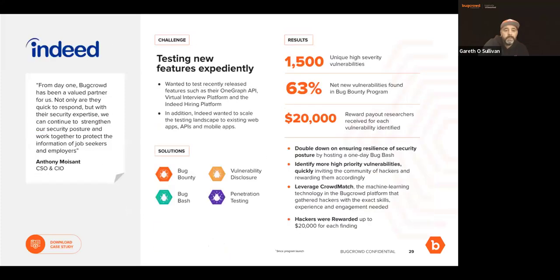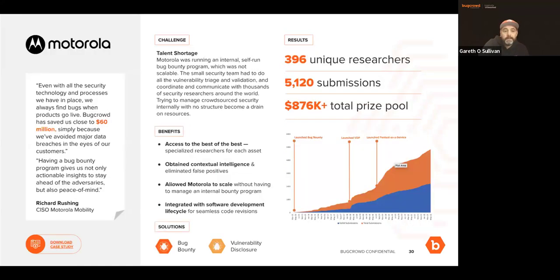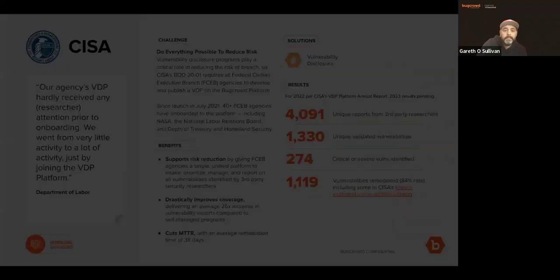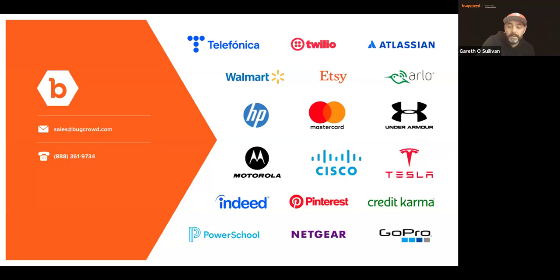Like I said, we work with a range of different organizations. Indeed is a good example of one of our bigger customers. We do a lot of bug bash events with them. Motorola is another long-term customer who's benefited from working with us. And you can see their journey from early launch of bug bounty programs, to the pen testing as a service that we do with them now, and VDP in between. There's a huge amount of work being done with the US government at the moment as well. The Department of Labor, for example, has a big VDP program running with us at the moment. And again, just another example of some of the different customers that we work with.